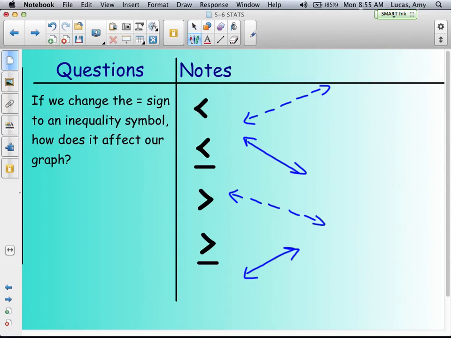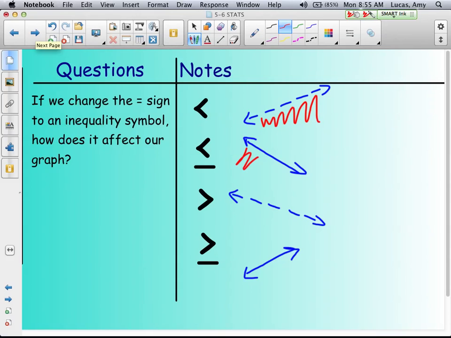Now, the significance of the less thans versus the greater thans. Well, typically, you can think of the less than symbols as shading below your line when it's written in slope-intercept form. And greater than you can think of as shading above your line when it's written in slope-intercept form. Okay?